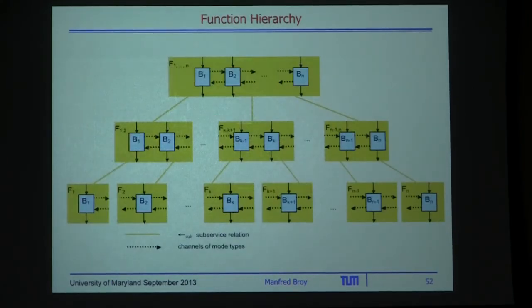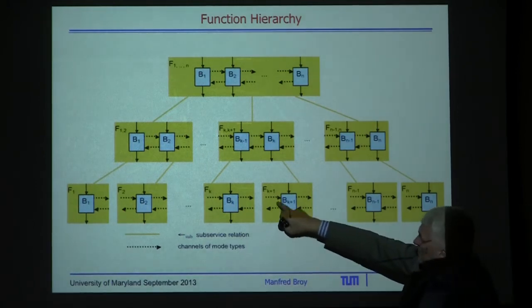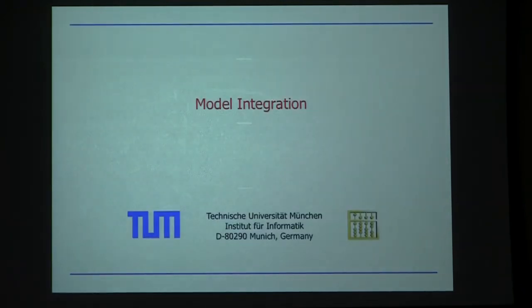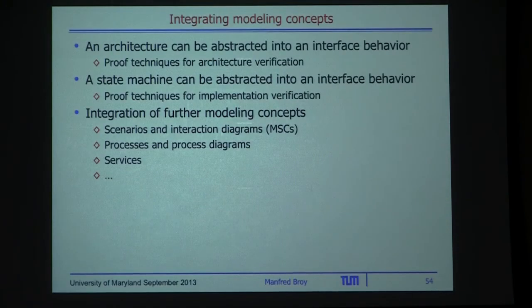And so we get a function hierarchy. This is a functional decomposition of the functions of the system into subsystems. These dotted line channels are the mode channels, which model the feature interactions. And then we can do the model integration.